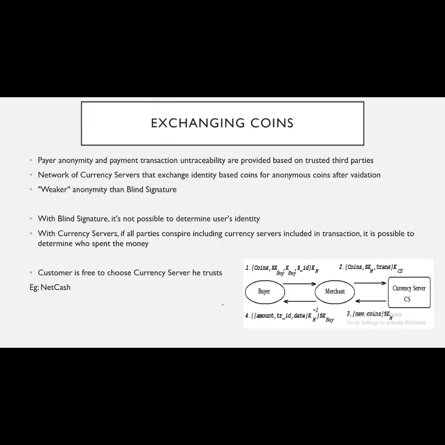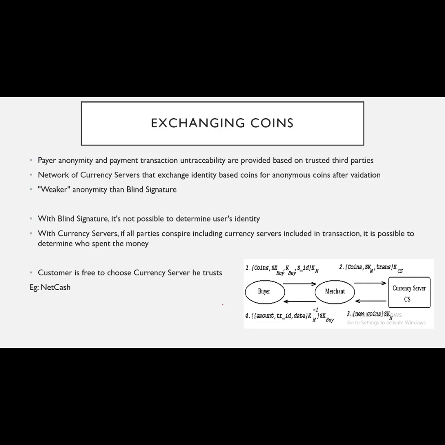Now we move on to the next one, which is exchanging coins. It is also known as the net cash system and was developed by the Information Sciences Institute of University of Southern California. So it is also a payment transaction and traceability method, and it is based on trusted third parties. There is a set of trusted third parties which exchange identity based coins for anonymous coins. These trusted third parties are known as currency servers. There's a whole network of them.